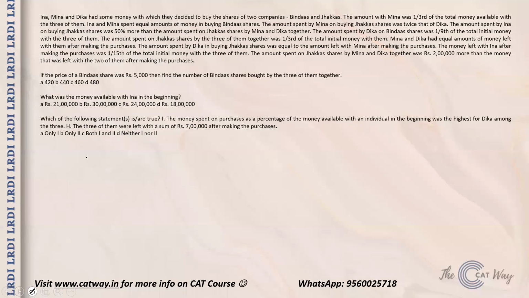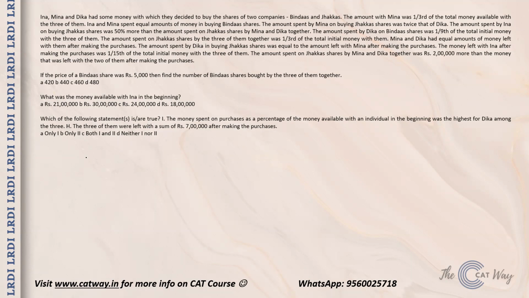All right. So what do we have is that Ina, Meena, Dika had some money with which they decided to buy the shares of two companies, Bindas and Jhakas. So the amount with Meena was one third of the total money available with the three of them. Ina and Meena spent equal amount of money in buying Bindas shares, and the amount spent by Meena on buying Jhakas shares was twice that of Dika.